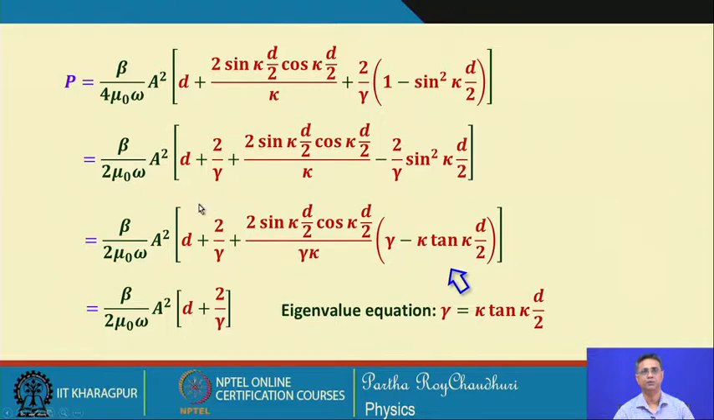Therefore, we end up with only this quantity, and we can write the power flow, the content of the power per unit length of the waveguide, by this expression: beta by twice mu naught omega a square, d plus 2 by gamma, and gamma also represents the depth of penetration of the field, 1 upon gamma, in the cladding region.